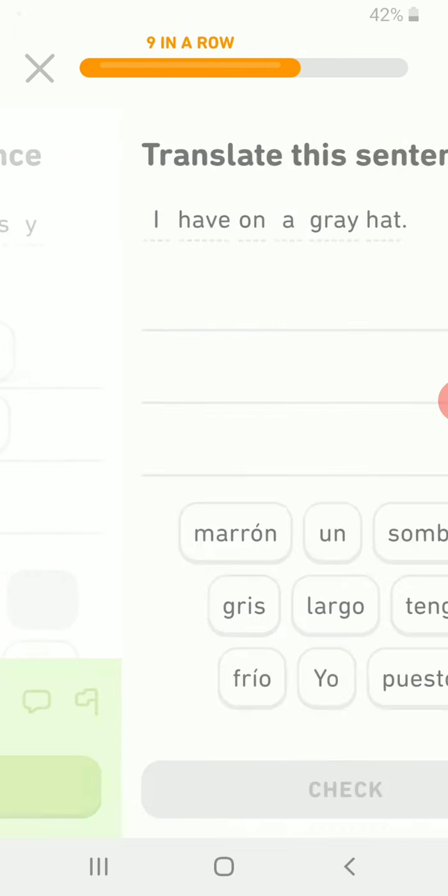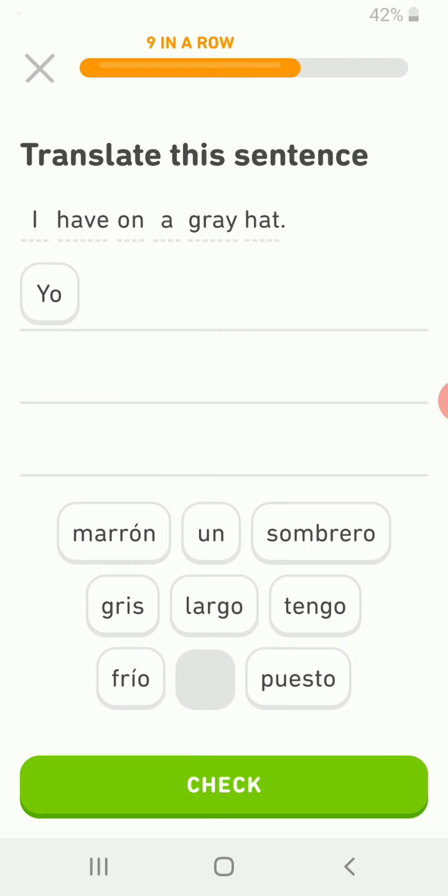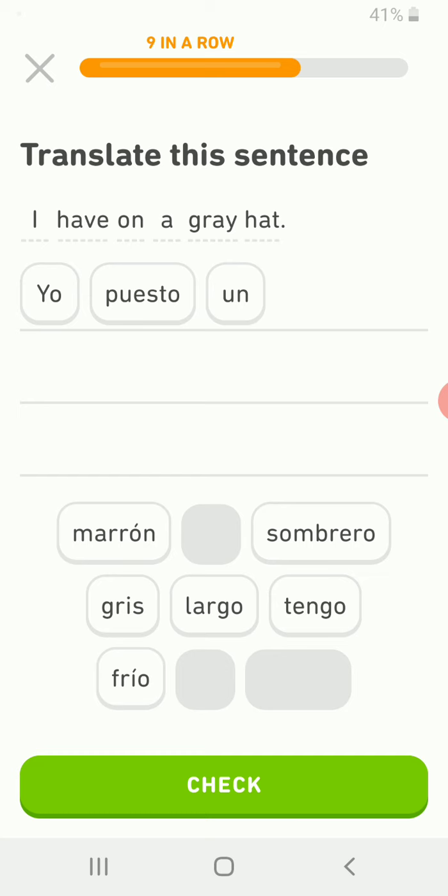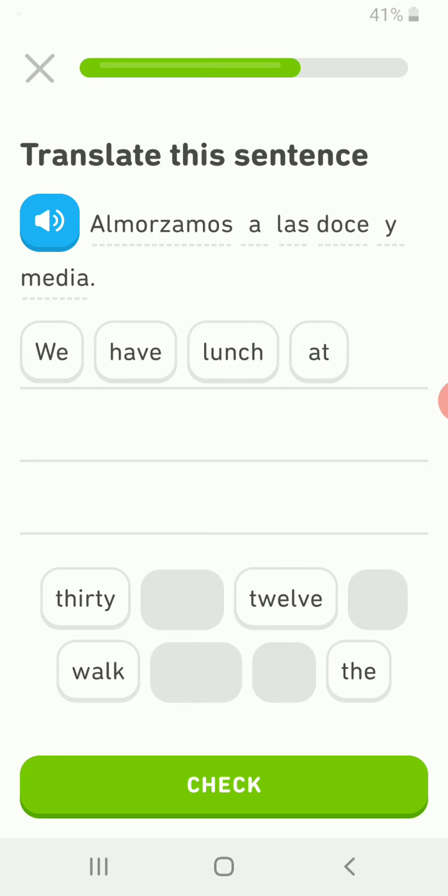I have on a gray hat. So I have on a gray hat. Yo me he puesto un sombrero gris. This is something you have to remember. Almorzamos a las 12:30. That was not good. I don't know what was wrong. So almorzamos a las 12:30. So we have lunch at 12:30.